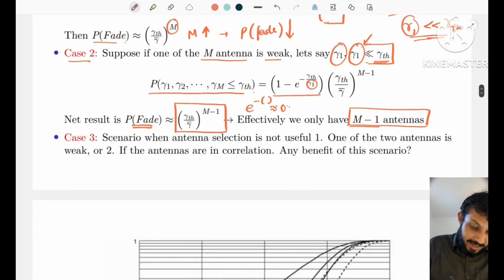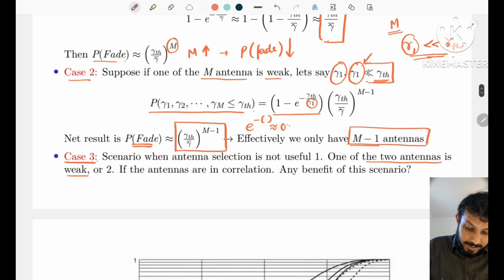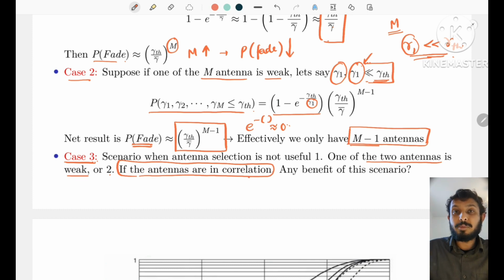Now there are certain scenarios where selection combining is not useful. The first scenario is when one of the two antennas is weak, which we have said earlier. If one of the antennas is weak, then it will only select the signal corresponding to the first branch. And there are cases if the antennas are in correlation. When the antennas are in correlation and one of the branches is in deep fade, then the other branch will also be in deep fade. So we will look at whether there is any benefit in this scenario or not.